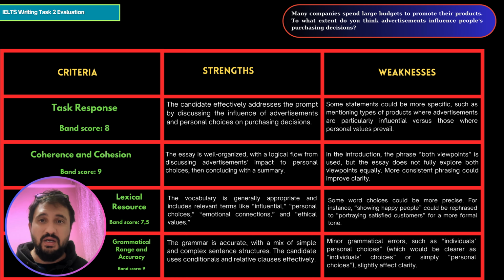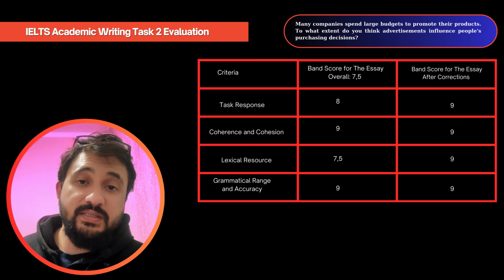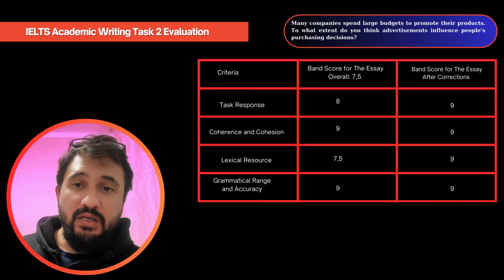clarity. Okay, and this is an opportunity to add more complex structures such as passive voice or conditional sentences to demonstrate a broader grammatical range. Is everything clear till now? So let's move on. So overall, task response is around 8, I can say.